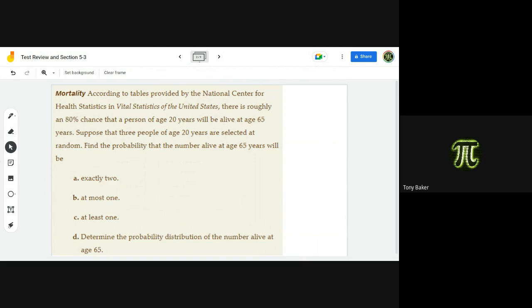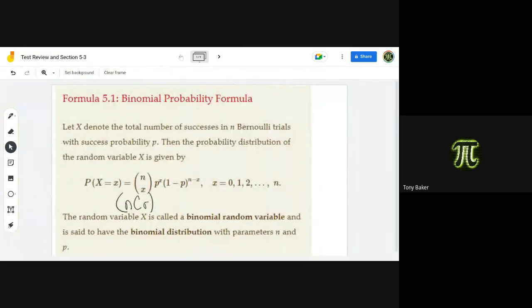Mr. Baker, just a quick question. Yep. What did you show before you clicked on the mortality problem? This? Okay, that was just a formula. Okay, just asking. No problem.